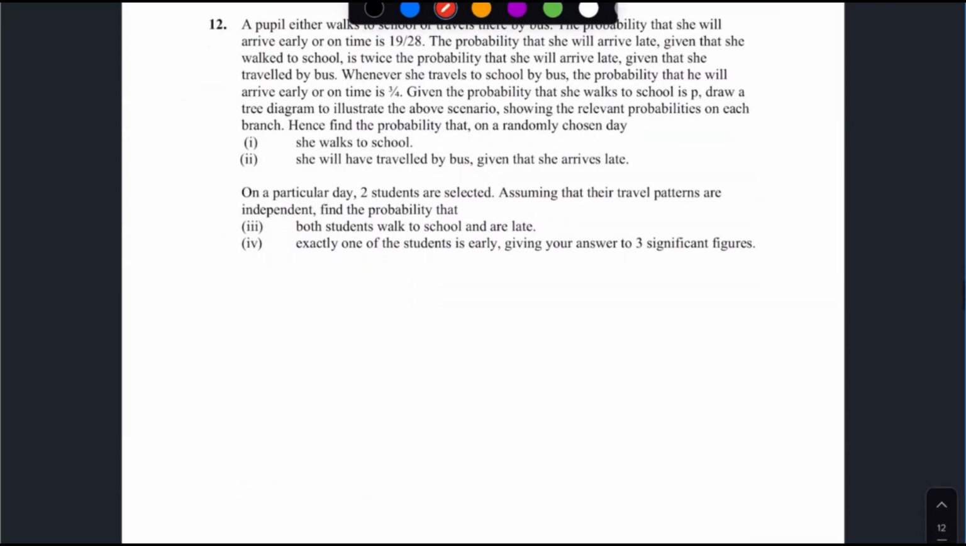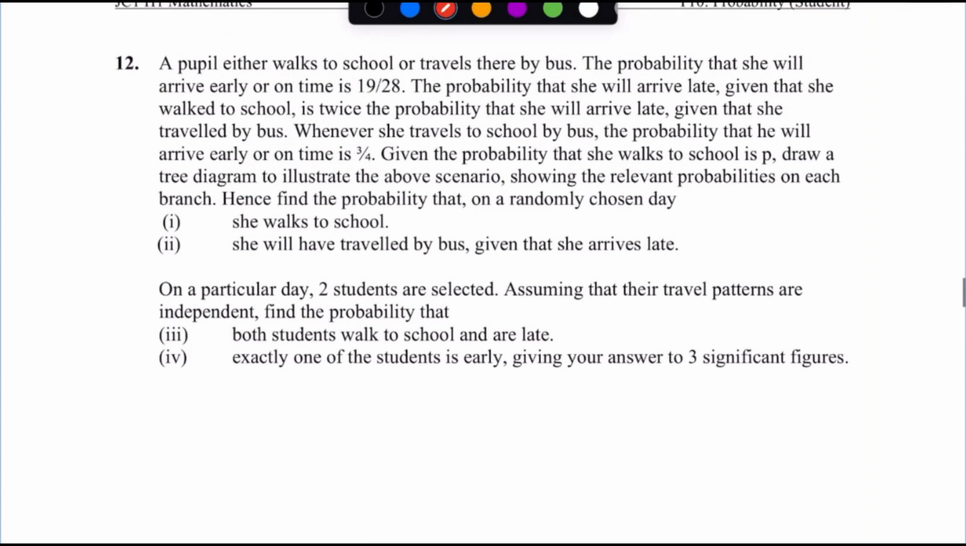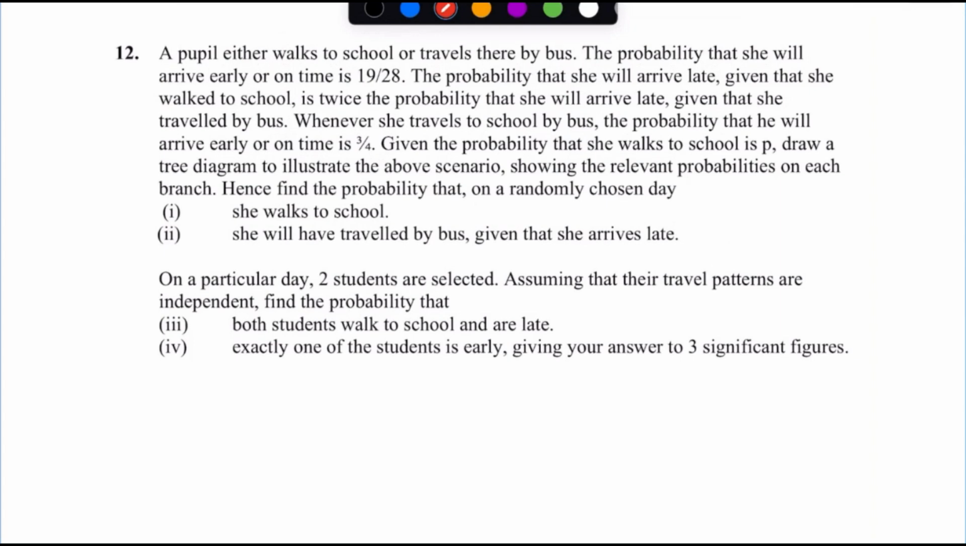Then 12. Let's look at 12. A pupil either walks to school or travels there by bus. The probability that she'll be early or on time is 19 over 28. The probability that she'll be late, given that she'll walk to school, is twice the probability that she will arrive late, given that she traveled by bus. Whenever she travels to school by bus, given that the probability that she walks to school is P, draw a tree diagram to illustrate. So this one is a tree diagram problem.